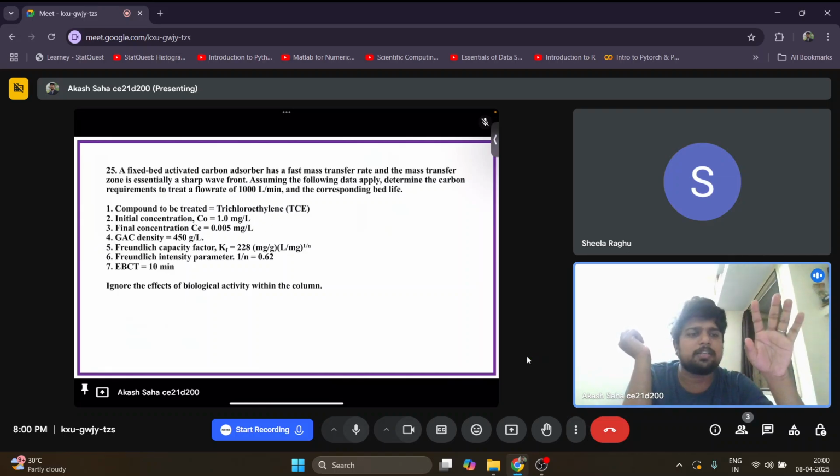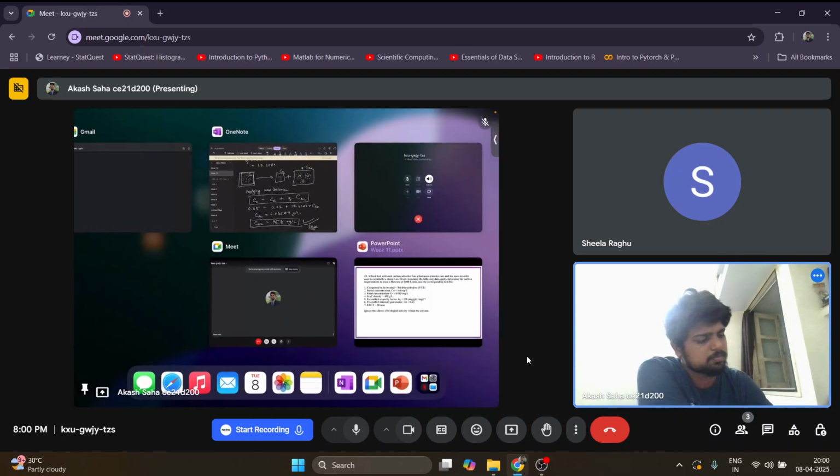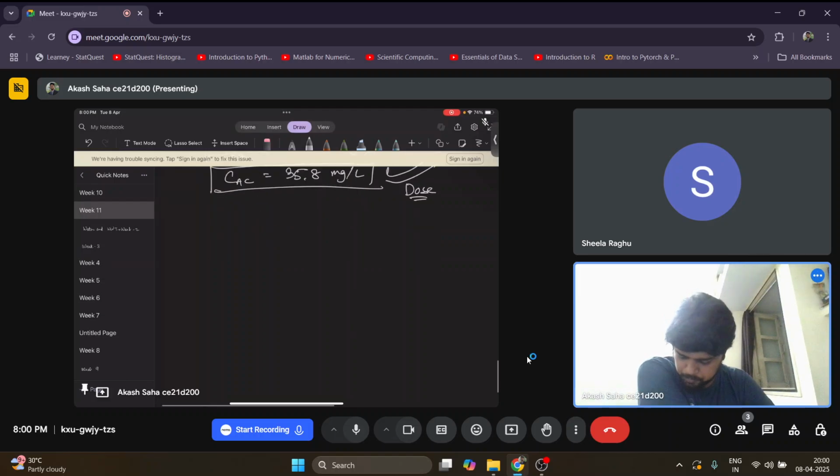So now you have to design. For designing any activated carbon system, you should know the mass of activated carbon you need, the volume of water it can treat, and the bed life. These are the three things generally required for the design of any activated carbon system. Again, we will see how to solve this problem.